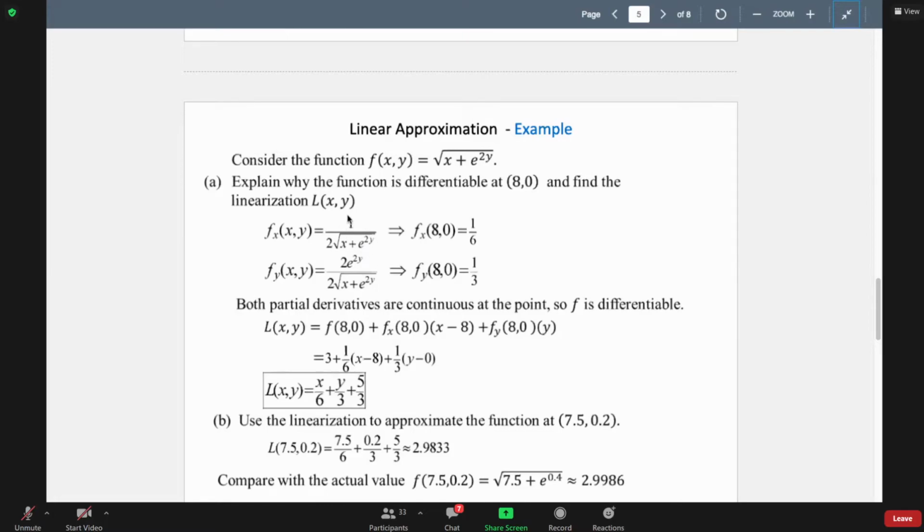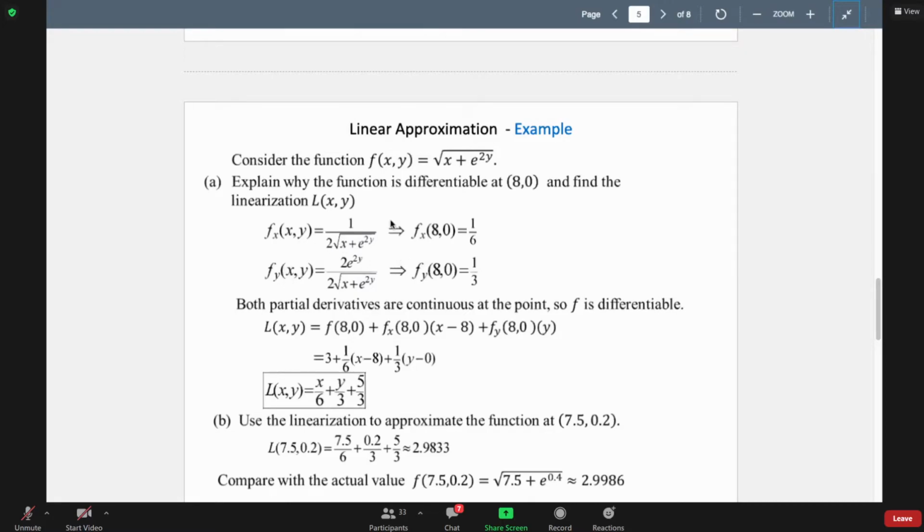Of course, you see that this is a continuous function in the neighborhood of the point (8, 0). At the point (8, 0), it has even the value 1/6 if you want to check. But of course, you see that in the neighborhood of this point, this is a nice, continuous function. So fx is a continuous function.